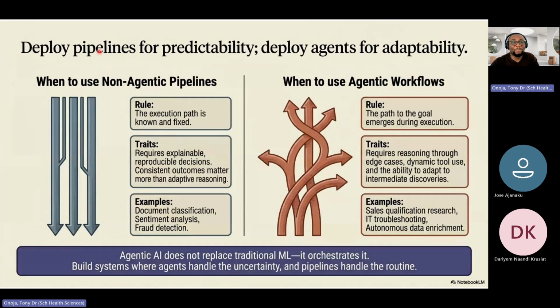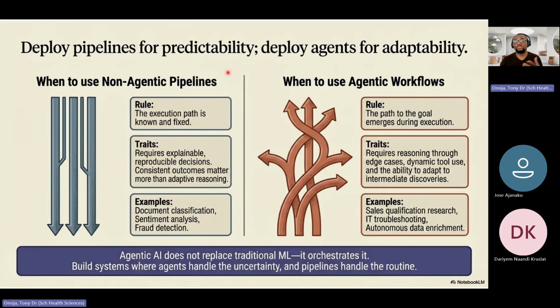Now, deploy pipelines for predictability, deploy agents for adaptability. There are situations where you don't need to use an AI agent, especially when you are thinking about a prediction problem. When something is a prediction problem, it's always going to have an input, and this is the kind of output you are expecting. In that situation, you just need to train the AI model, and then you tell the model what it's supposed to do.